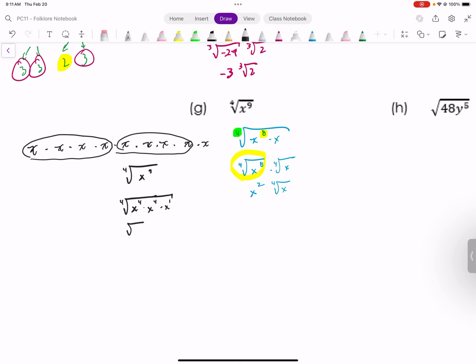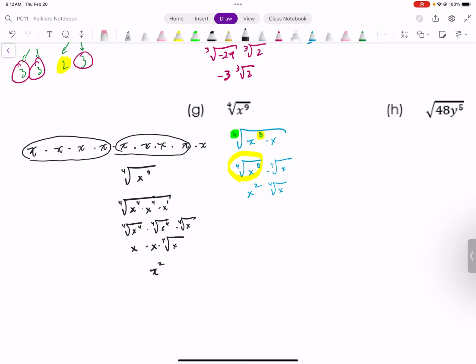And you can decompose this into the fourth root of x to the power of 4, the fourth root of x to the power of 4, times the fourth root of x to the power of 1. So the fourth root of x to the power of 4 is simply x. The fourth root of x is simply the fourth root of x, and you can't simplify this. And really what we have is x times x, which is x squared, times the fourth root of x.